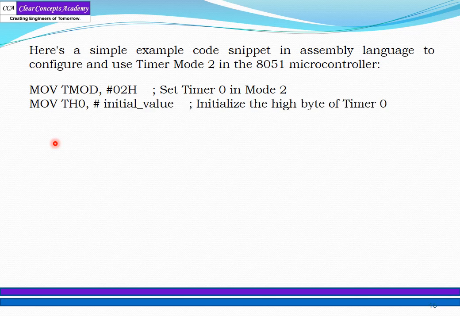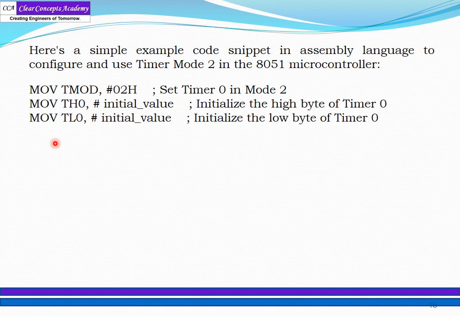Move TH0 the initial value. Whatever timer value you want to load has to be loaded into the high byte of timer 0. Move TL0 the initial value. You add both initial values for the timer frequency. Then set bit TR0, the timer run bit of timer 0. You are starting timer 0.